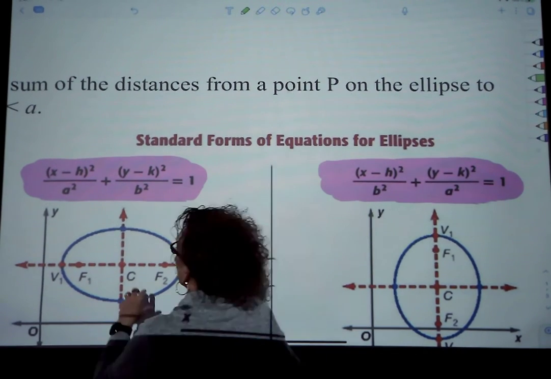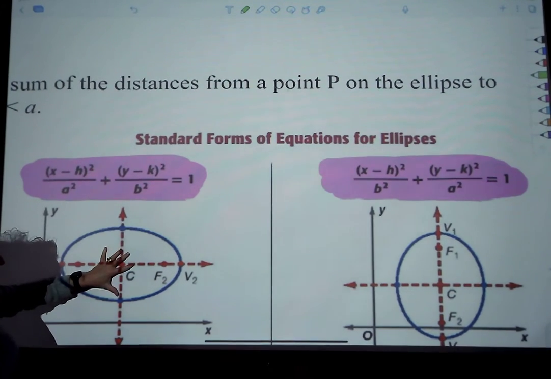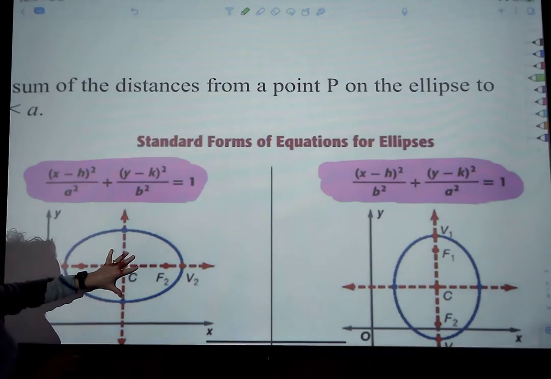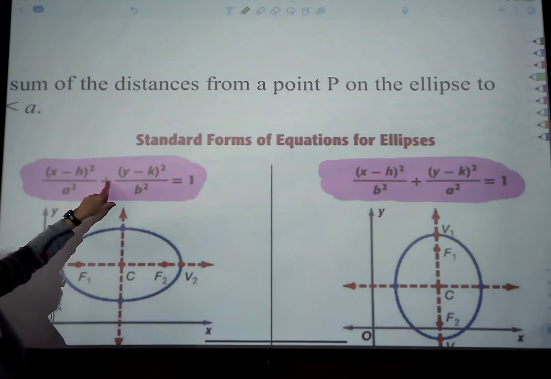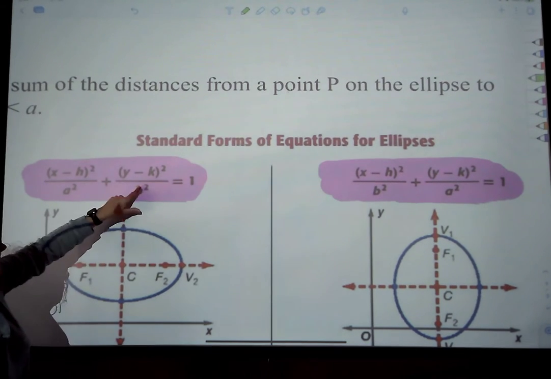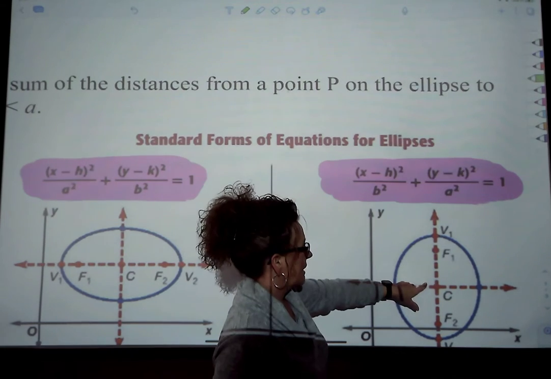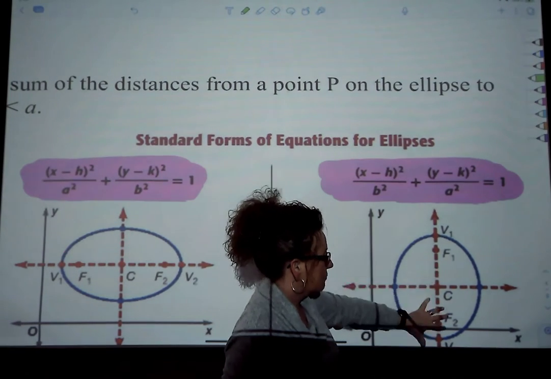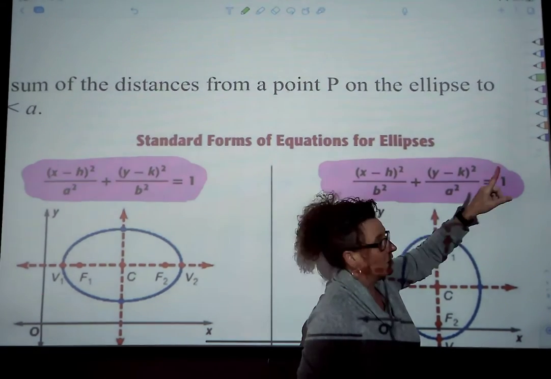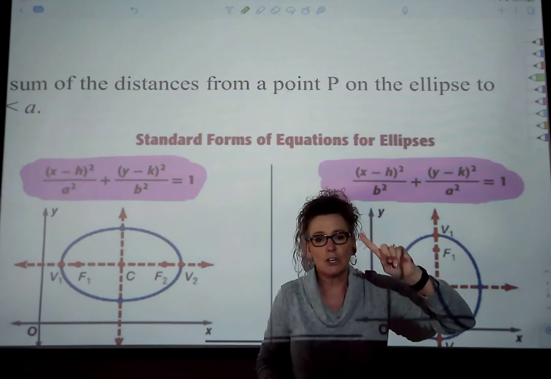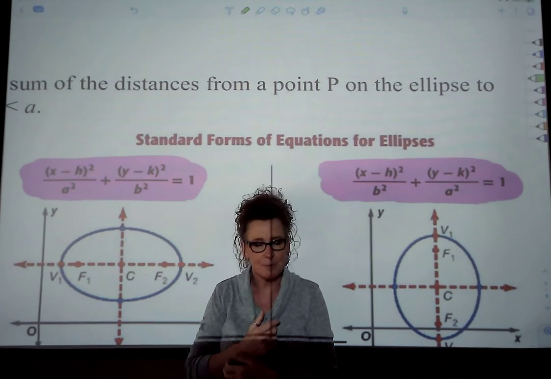So this is what the equation looks like when our ellipse is positioned horizontally. Now check this out. See it? There's a plus sign there. It equals 1. See it? This is what the equation looks like if our ellipse is positioned vertically. So there's a plus sign. It equals 1. You're going to be given both of these equations. You don't have to memorize them.